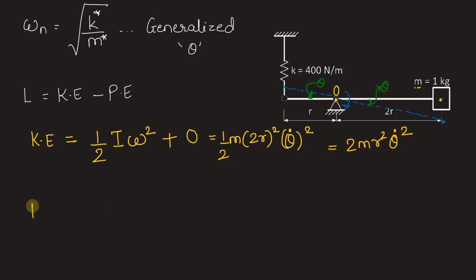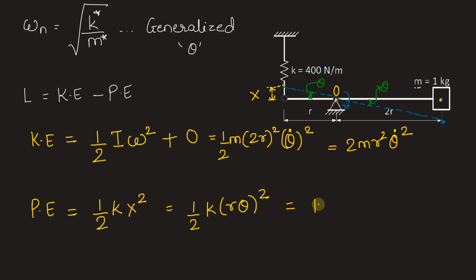Similarly, we can find out potential energy of the system. Potential energy is possessed by spring, not mass. So potential energy is given by half into stiffness of spring K into its deflection square. So this deflection of the spring or the compression of the spring will be giving us the value of x. Because theta is small, we can write x as r theta. So let's substitute that. We have half into k into r theta whole square. So this becomes k r square theta square by 2.